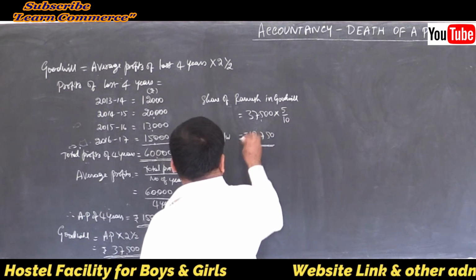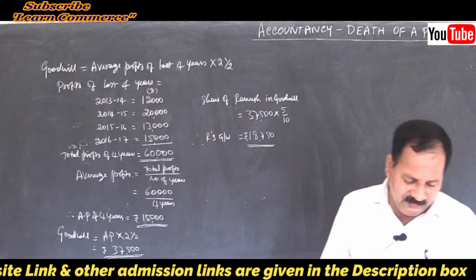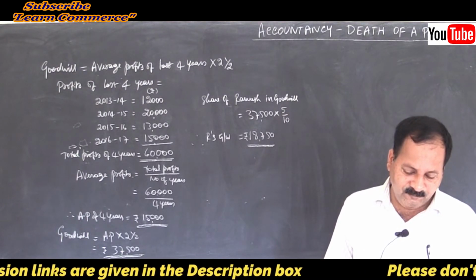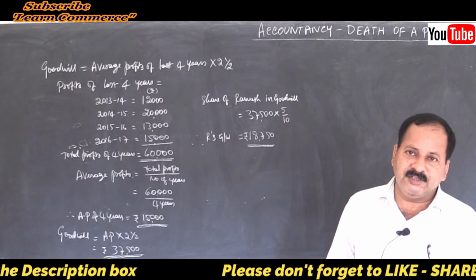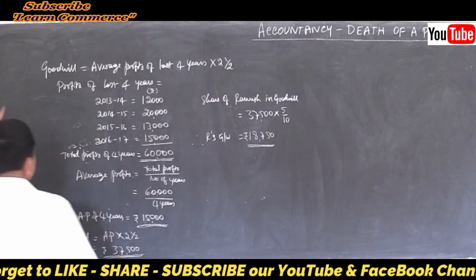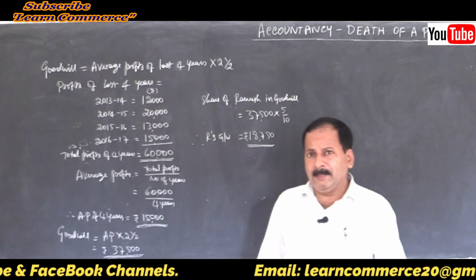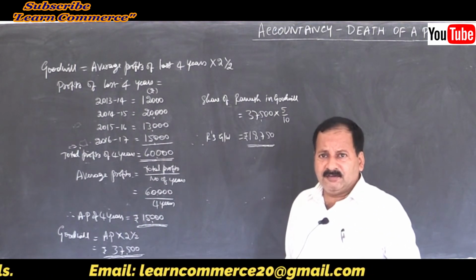18,750. Write rupees here. Rupees 18,750. Is it correct? Yes. That is what you have to do. This is note number 1. Provide note number 1 to this. Understood this? No magic done.